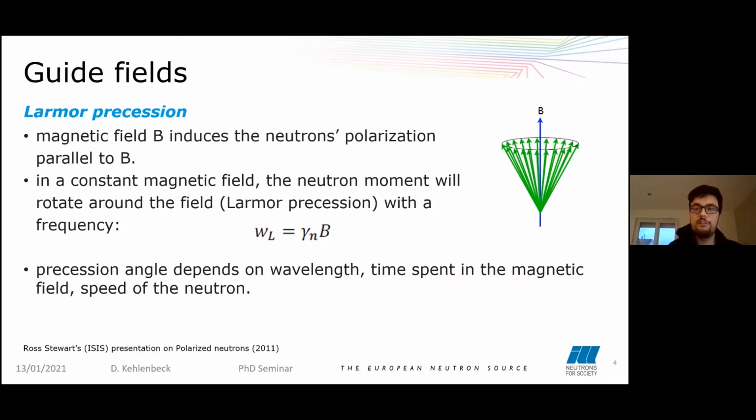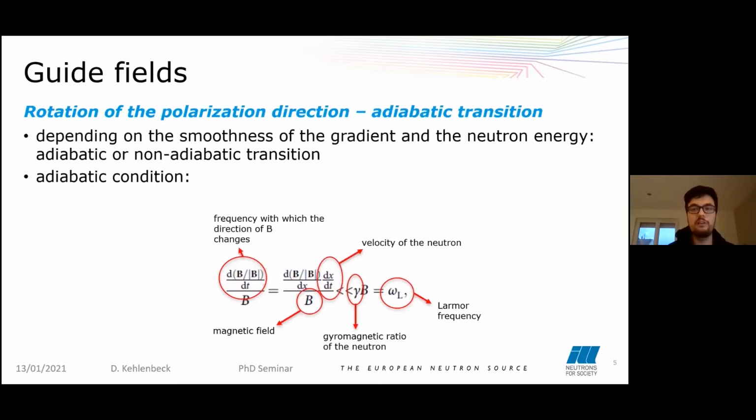For manipulating the polarization, we have two different interactions of the beam spin along its trajectory in an inhomogeneous magnetic field, depending on the smoothness of the gradient and the neutron energy. We have the adiabatic or the non-adiabatic transition. To know which one we have, we have to see if the adiabatic condition is fulfilled. The adiabatic condition is given in this equation. According to this equation, if the direction and the magnitude of the magnetic field gradually change in a small and continuous manner, the adiabatic condition is fulfilled and we have an adiabatic transition.